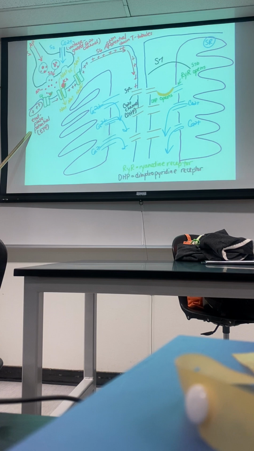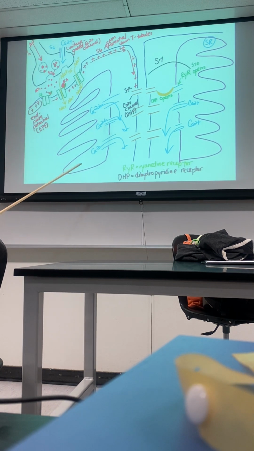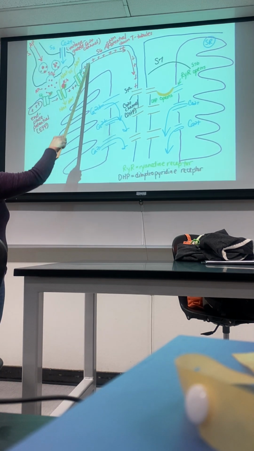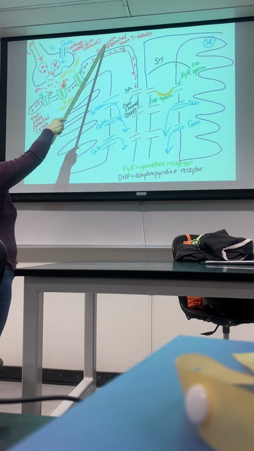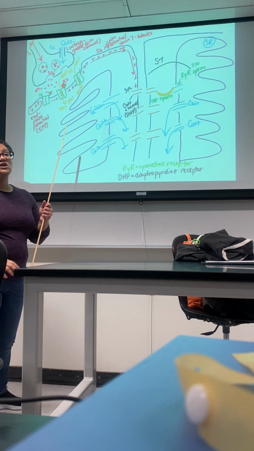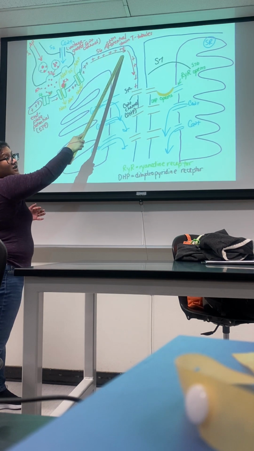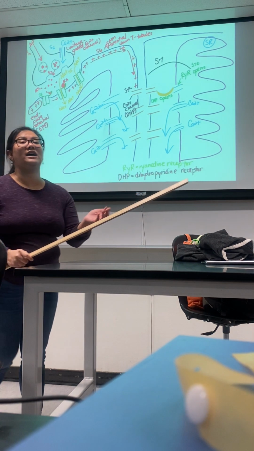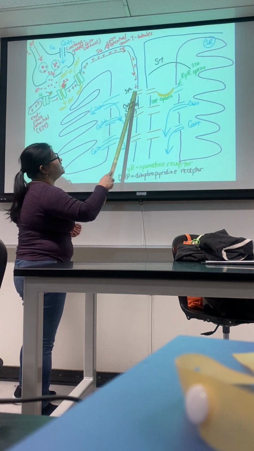Everybody here clear? So you only call it an end plate potential if and only if it's where in the sarcolemma? Motor end plate. That end plate potential, because it is a depolarization event, opens voltage gated sodium channels elsewhere along the sarcolemma, causing sodium to come in. You then cause another depolarization event, which now becomes a full-blown action potential. That action potential then travels down into the T tubules.